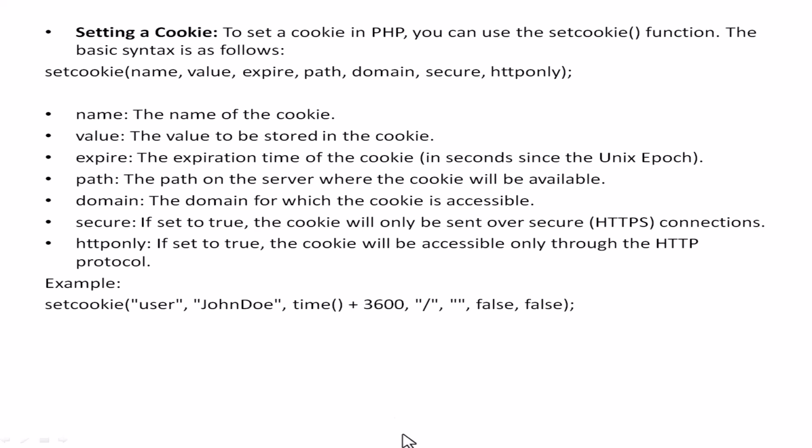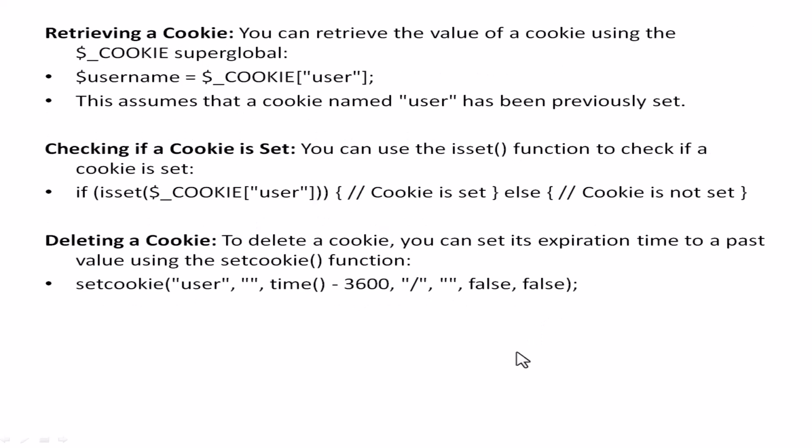Example: here you have set the name of the cookie as user, and the value to be stored, Jando. The time to expire is 3600 seconds. And the domain, and whether it is HTTP only, is set to false. If you want to retrieve a cookie, you can use the superglobal: username equal to cookie user, where you can set the name of the user as a global. If you want to check the cookie, if is set cookie user, then you can set the cookie.